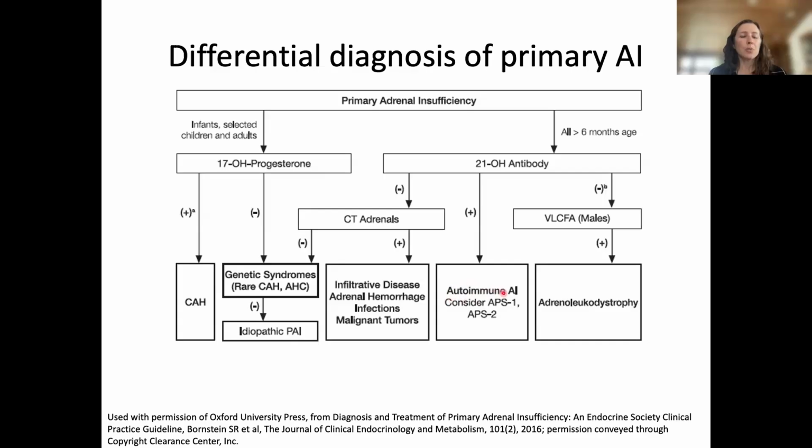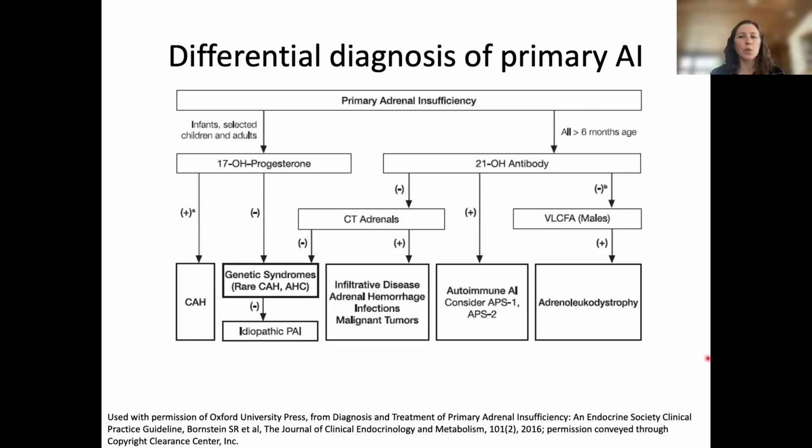If you have a patient whom you diagnose with autoimmune primary AI, it's important to consider other autoimmune conditions because in up to 2/3 of patients, autoimmune AI can occur in association with other autoimmune conditions, namely autoimmune polyglandular syndrome APS1 and autoimmune polyglandular syndrome APS2.